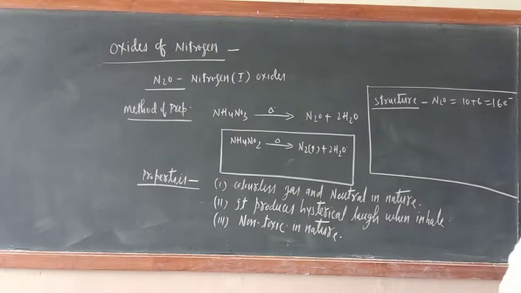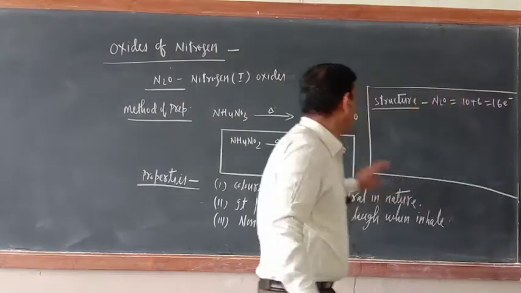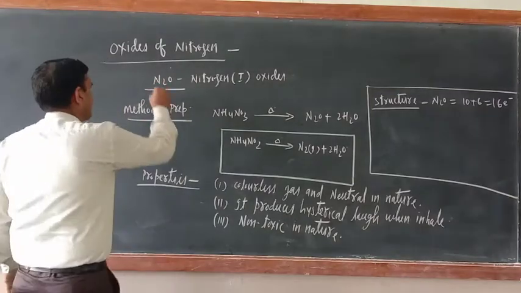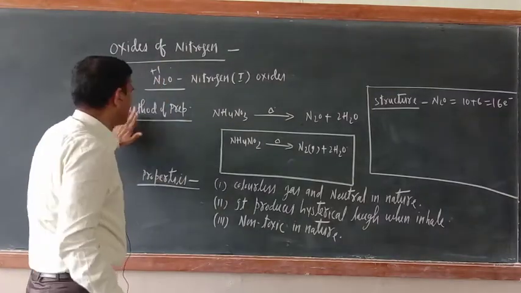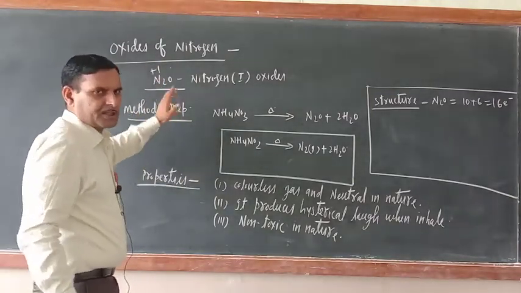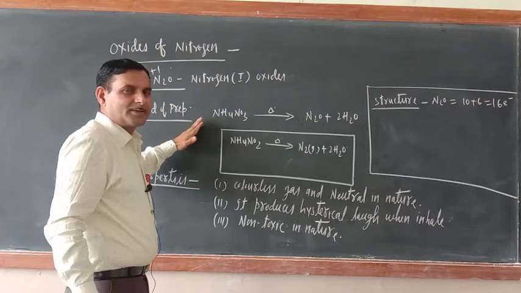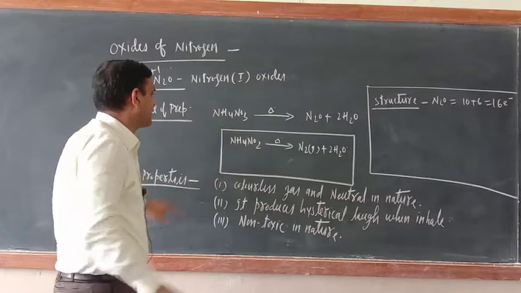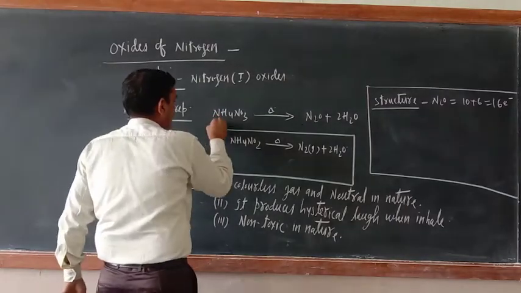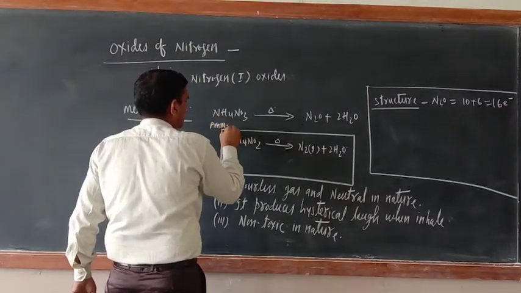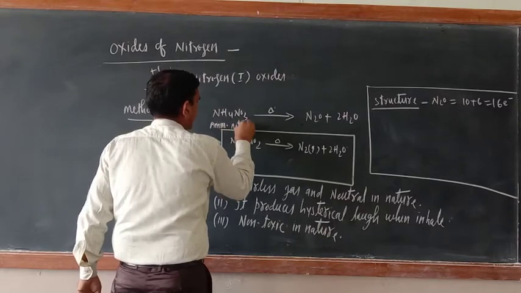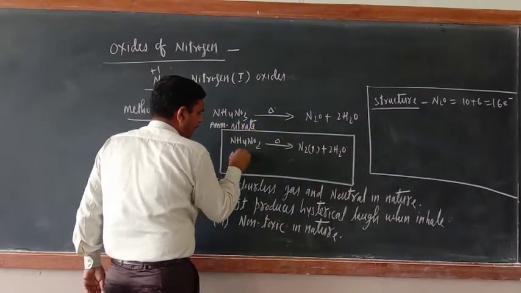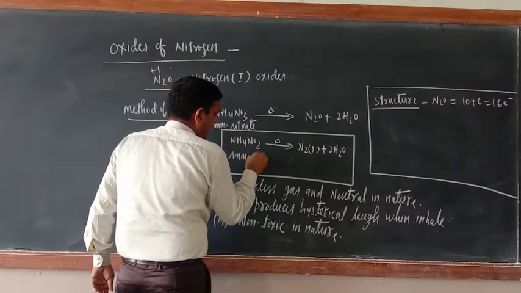So the first oxide is nitrogen first oxide. Okay, nitrogen first oxide. Oxidation state I already told you. Method of preparation, how will you prepare it? There are two salts of ammonia. That is the ammonium nitrate. What is this one? Ammonium nitrate. Okay, ammonium nitrate. And what is this one? Ammonium nitrite.